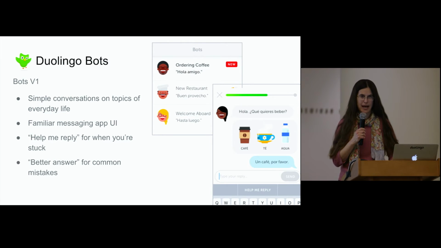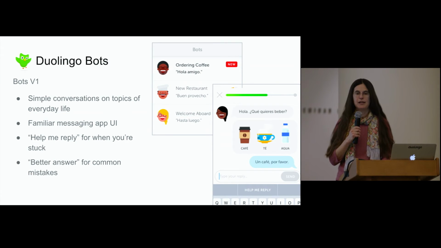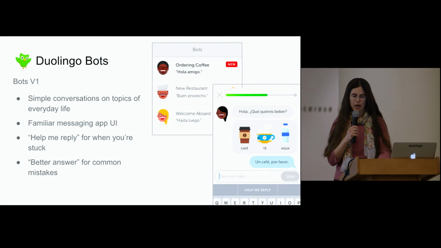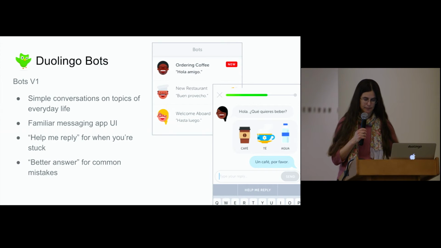The last feature we have here is something we call Better Answer. So let's say you make a grammatical mistake, it would be understandable to a native speaker, but it's not quite right. The bot will understand you, move forward, but it'll say Better Answer and tell you how you could have said it grammatically correctly.